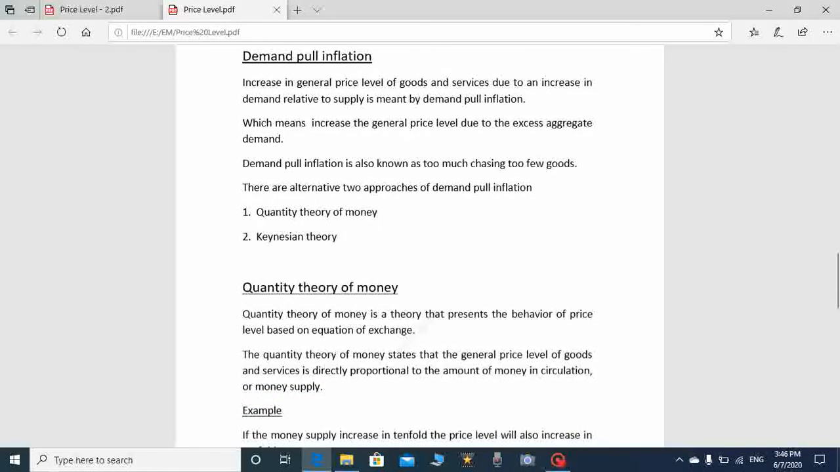There are two alternative methods to explain how demand pull inflation arise. There are two methods. First one is quantity theory of money, second one is Keynesian theory.